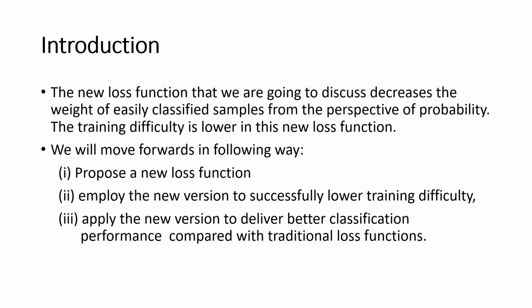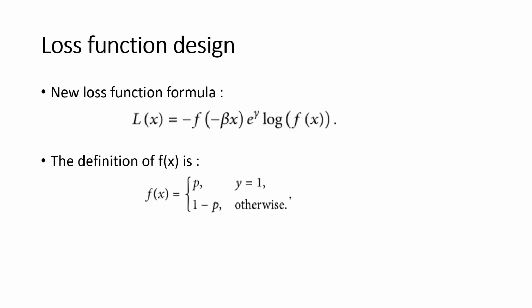So the new loss function that we are going to discuss decreases the weight of easily classified samples from the perspective of probability. The training difficulty is lower in this new loss function, which was not in the softmax loss function. So now, how will we proceed? We'll proceed in the following three ways. First of all, we'll propose our new loss function. Then we'll employ the new version to successfully lower the training difficulty. And finally, we'll apply the new version to deliver better classification performance compared to traditional loss functions.